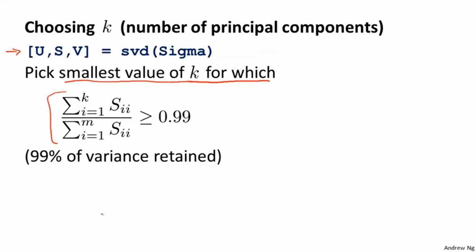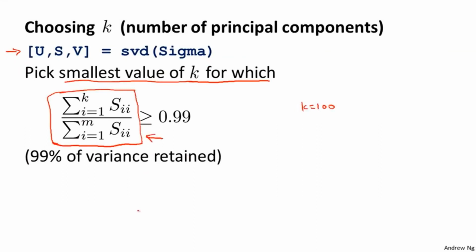And by the way, even if you were to pick the value of k manually, maybe I have 1,000 dimensional data and I just want to choose k equals 100, then if you want to explain to others what you just did, a good way to explain the performance of your implementation of PCA to them is actually to take this quantity and compute what this is, and that will tell you what was the percentage of variance retained.